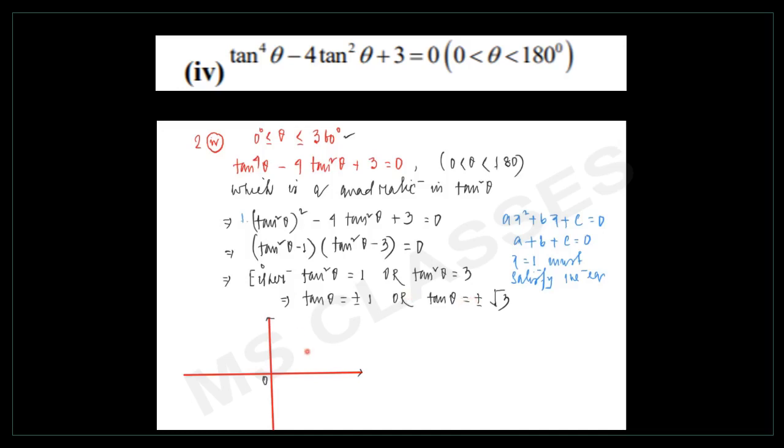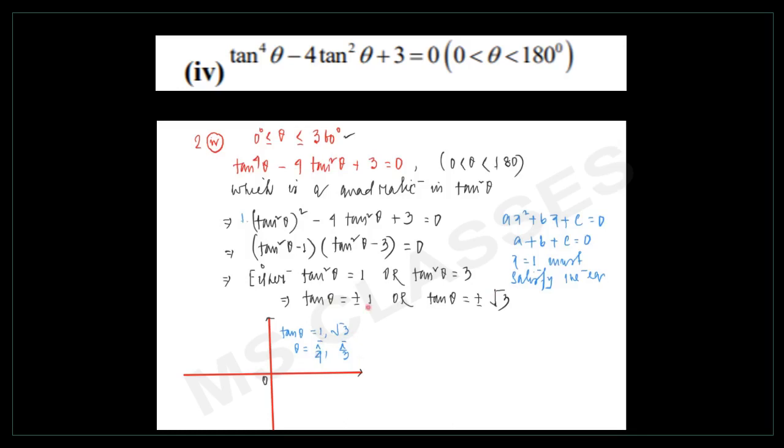So in the first quadrant, what values can we expect to get? Tan theta equal to 1 we can get, or tan theta equal to root 3 we can get. When tan theta equals 1, theta equals pi by 4, and for root 3, it is pi by 3. So in the first quadrant we get only those values of theta for which tan theta is positive: tan theta equal to 1 or root 3, that is, theta is pi by 4 or pi by 3.